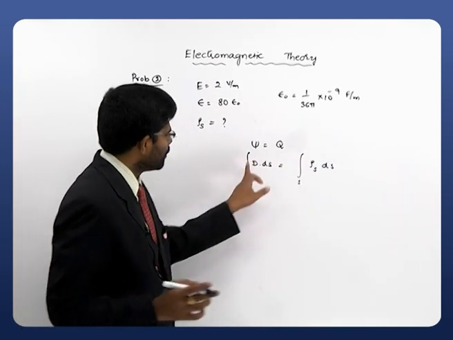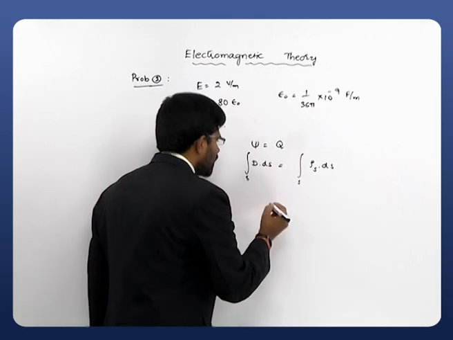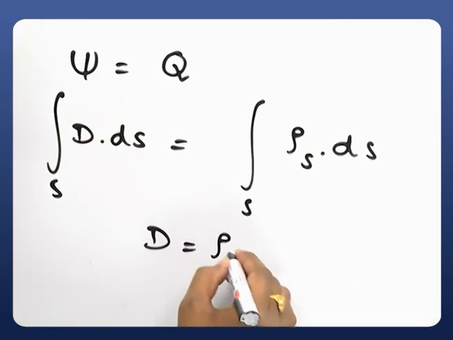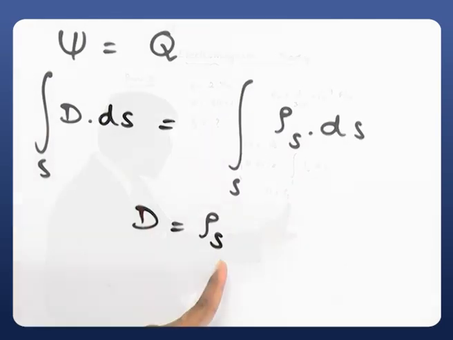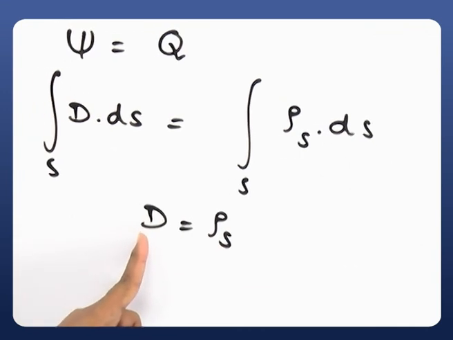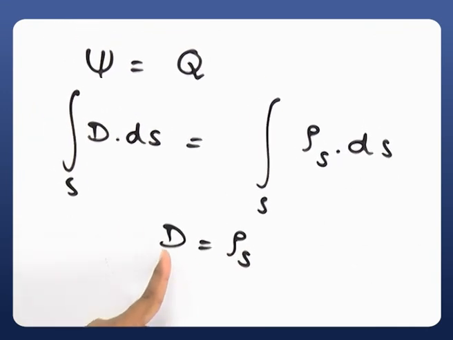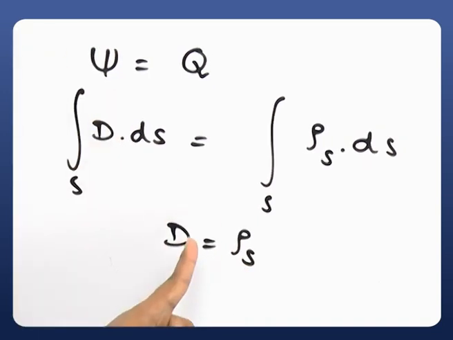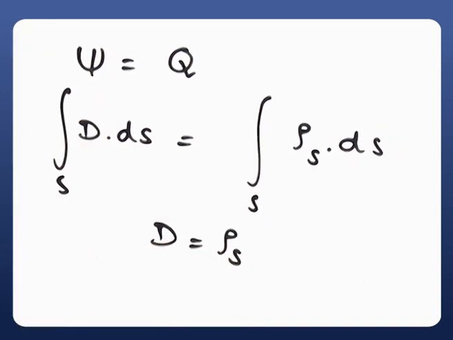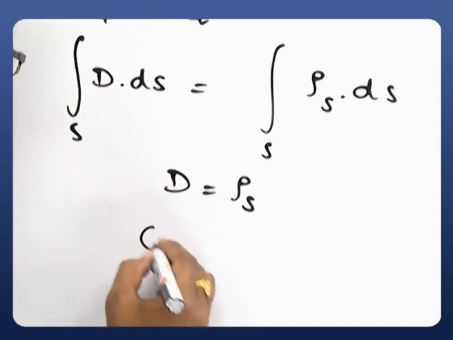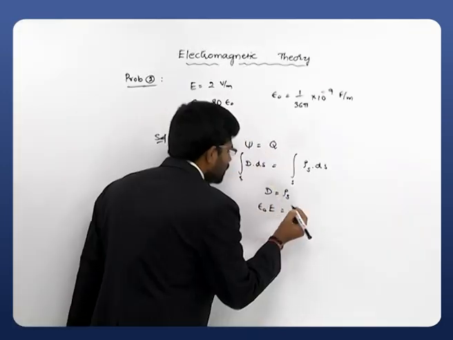If you compare them, this is rho s dot dS. Clearly we can say that D is equal to rho s. That is, the surface charge density is equal to the electric flux density. So if you calculate this electric flux density, obviously the answer is the surface charge density. How can the electric flux density be calculated? Using epsilon naught E.